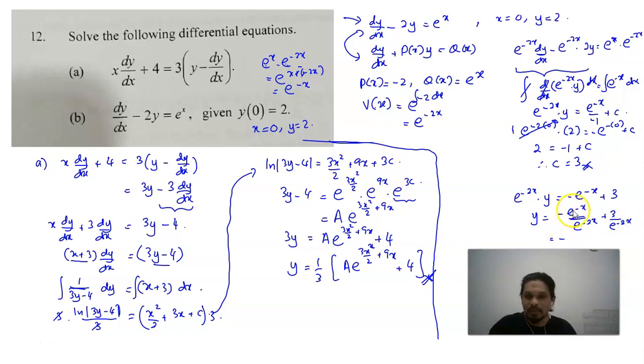So e power of negative x divided by e power of negative 2x is just like e power of negative x minus negative 2x. Negative times negative is positive, so 2x minus x equal to x. So y equal to negative e power of x plus 3 e power of 2x. There you go.